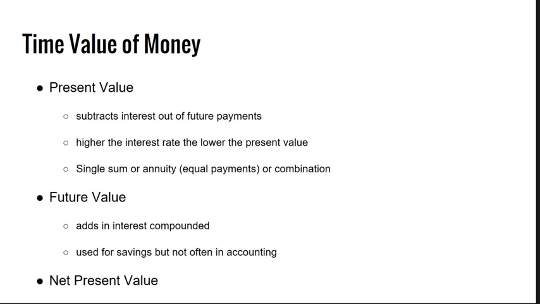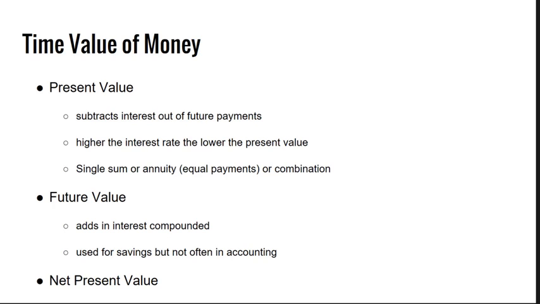So our present value concepts, time value of money concepts that we can apply, involve present value, where we subtract interest out of future payments. The idea is we get an estimate of a future payment, and some of that payment is interest. We take that out when we calculate the present value, which means the present value is always going to be less than what we're going to receive or pay in the future. We should always end up with a lower amount. And the higher the interest rate that's being subtracted out, the lower that present value is going to be.